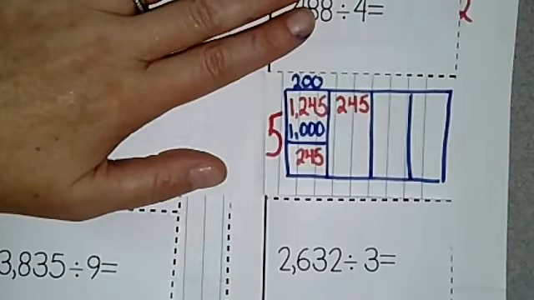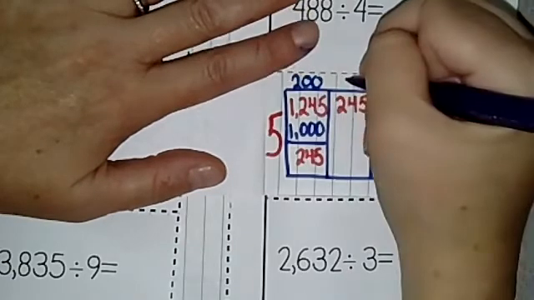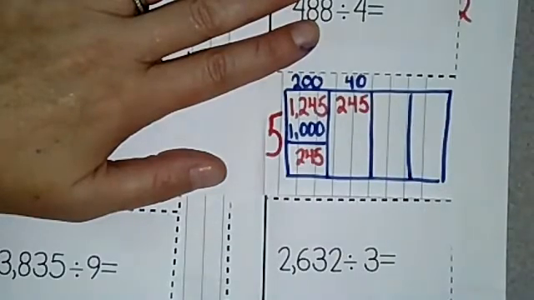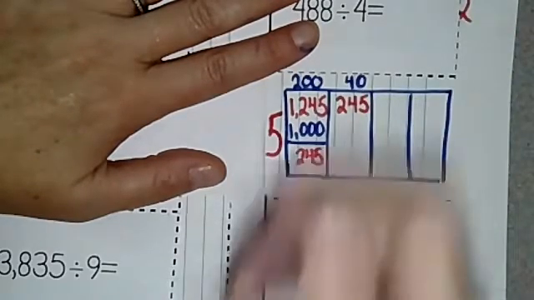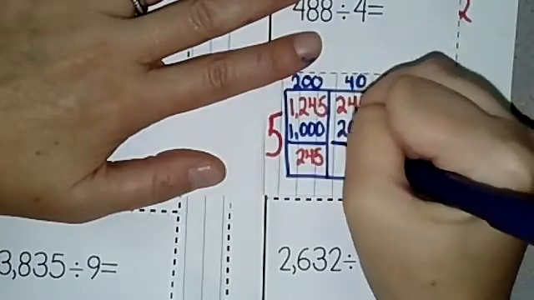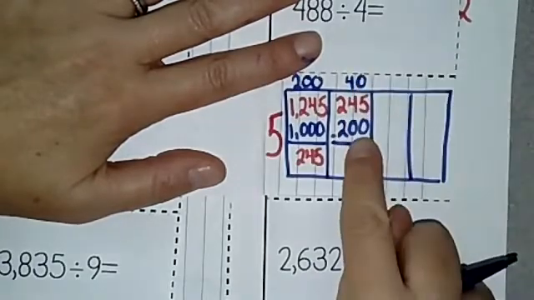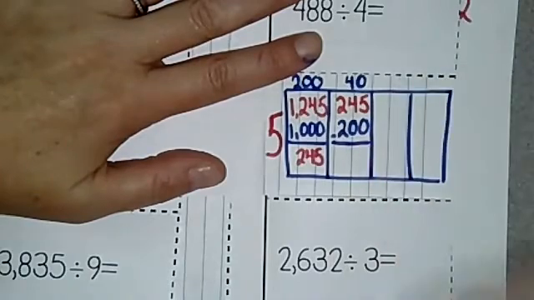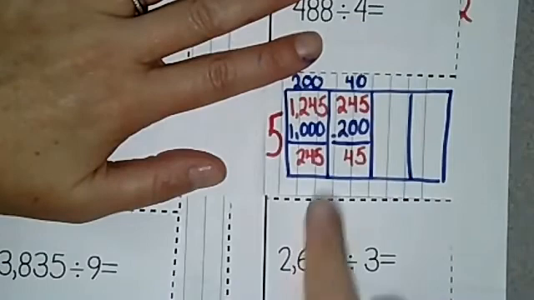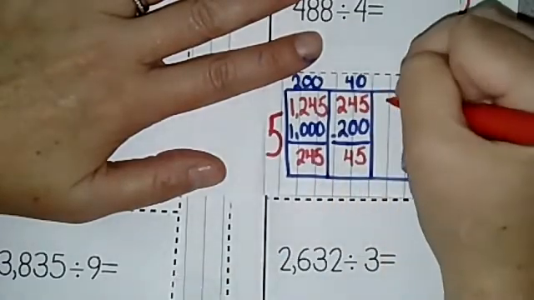Lorena, let's do 40. Put 40 right here. Put 40 at the top. Lorena, what is 5 times 40? Very good. Put 200 right here. 245 minus 200 should give you 45. Move your 45 up.